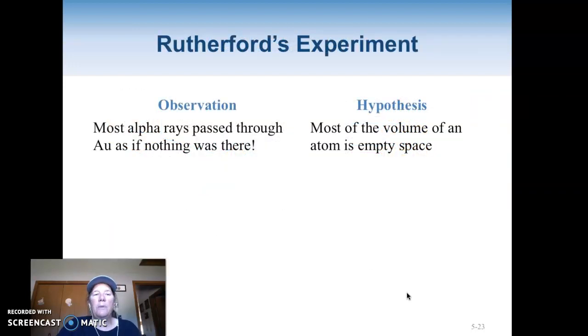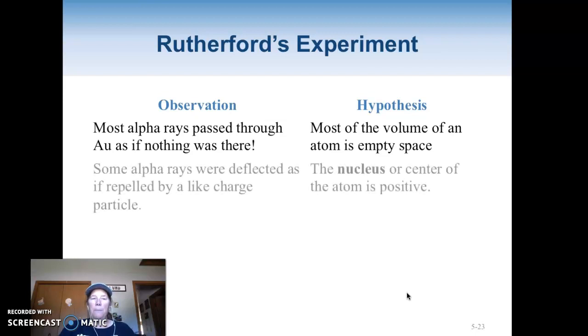Okay, in Rutherford's experiment, he said that most alpha rays are going to pass through, which you expect because atoms are mostly empty space. There's a lot of just empty nothing there. But because some of them reflected back, they must have hit something. And that's where he came up with the nucleus.